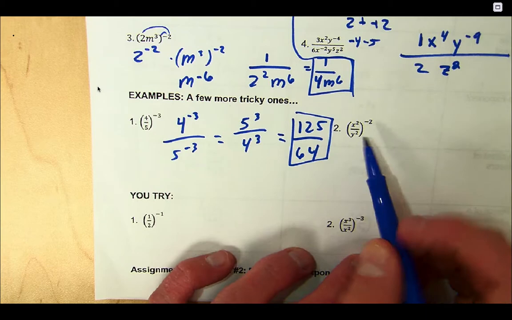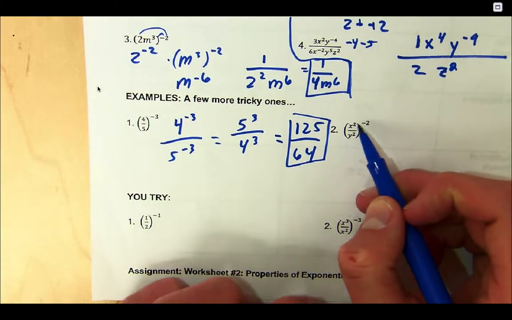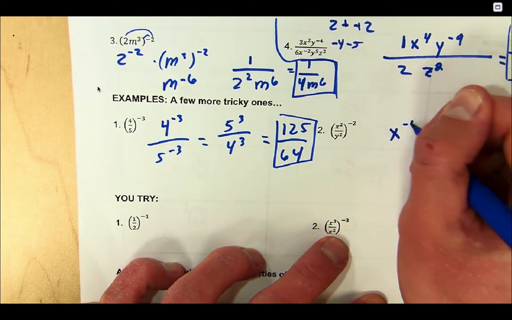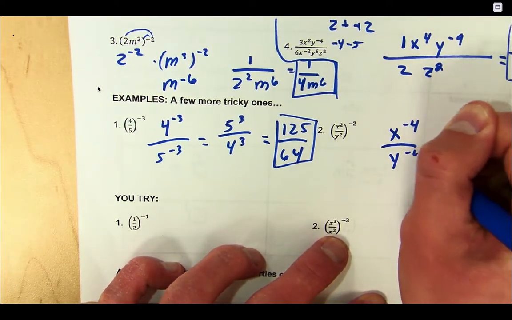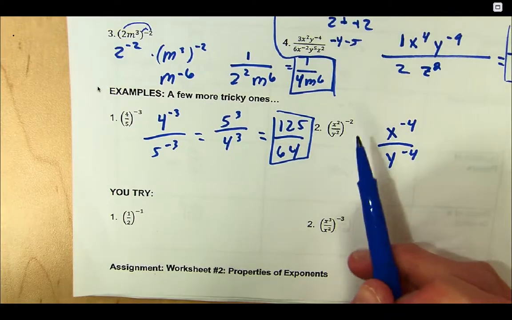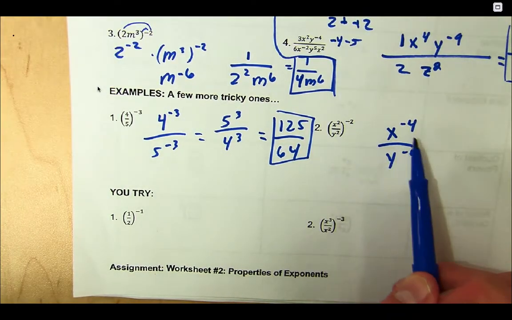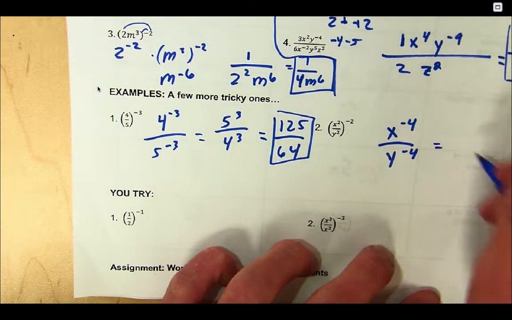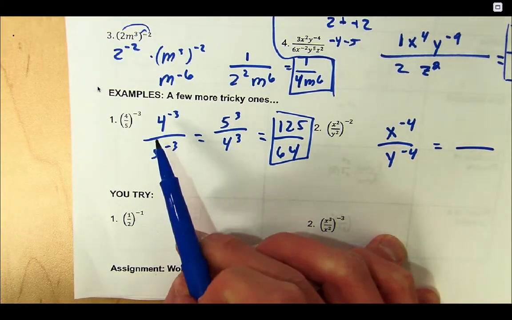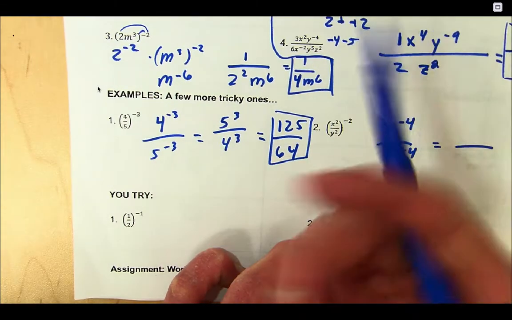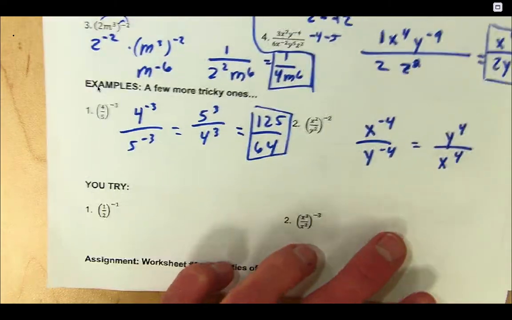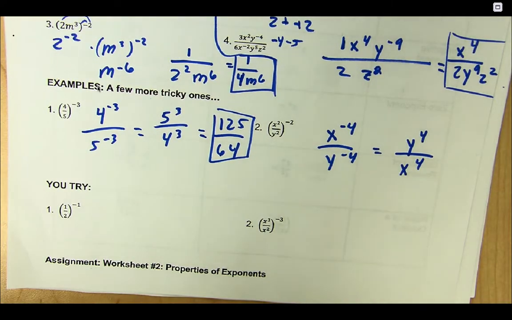Taking a look at number 2, once again, this negative 2 has to attach to both of them, and it's power to a power, so you multiply. So power to power, you multiply 2 times negative 2 for both of these is negative 4. But just like we did here, you make them positive and switch your numerator and your denominator. So this will end up with y to the fourth over x to the fourth.